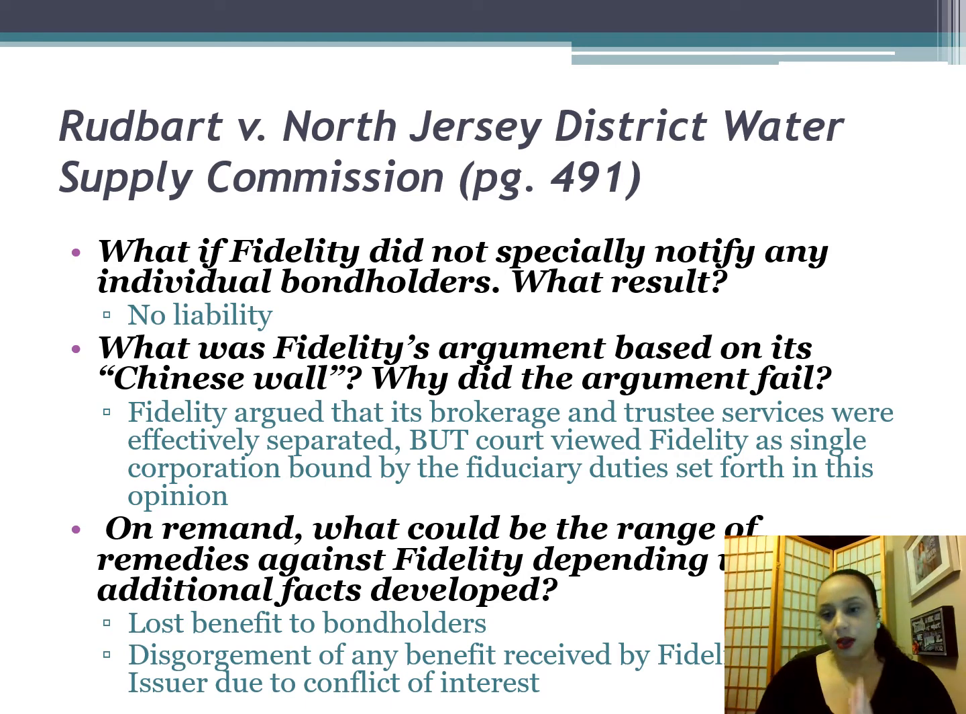versus our trustee arm. And the court, I thought, did a pretty decent job outlining how these roles conflicted, and that Fidelity in its role as broker actually underwrote a percentage of the bond offering. And so they actually purchased a chunk of this bond offering and sold those bonds to its customers through its brokerage arm, while also serving as trustee. And so the court didn't really buy this Chinese wall argument.